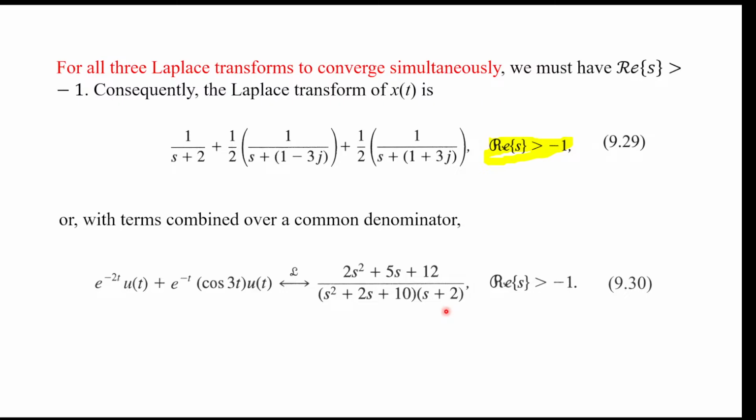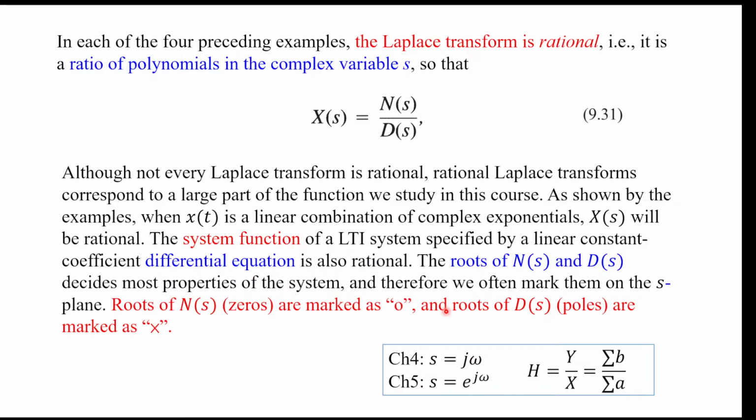Any questions so far? If not, then we digress a little bit to talk about rational functions. Okay. And so far we have seen that our Laplace transforms have a particular form, that is, they are rational functions. That means that our big X of s can be written as some polynomial of s divided by another polynomial of s. So I have N of s, N for numerator, and D for denominator, D of s.